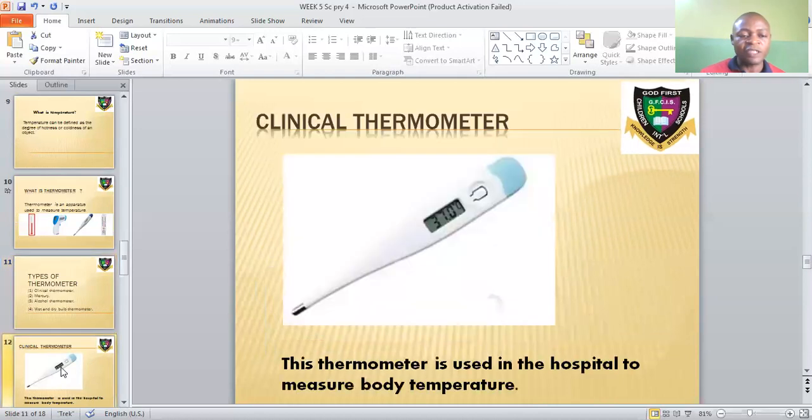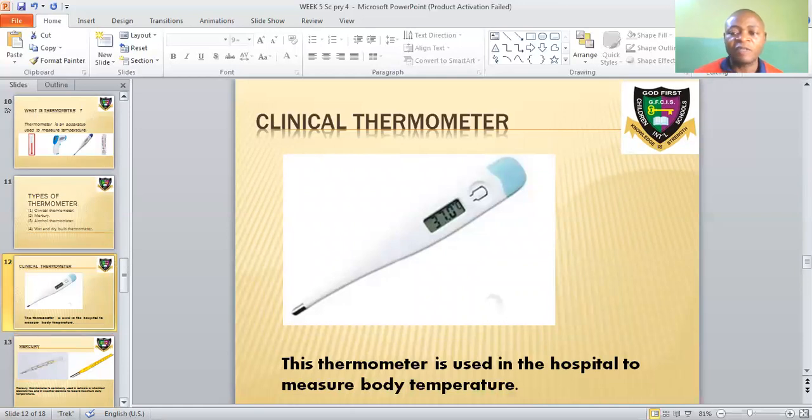The first one is the clinical thermometer. Doctors and nurses always use this one in the hospital to measure the temperature of the body. When someone is sick, the first thing is to measure the temperature of the body, to get how cold or how hot the person is before any treatment. So this is a modern type of clinical thermometer. When you hear clinical thermometer, you use it in the hospital to take measurements of the body.